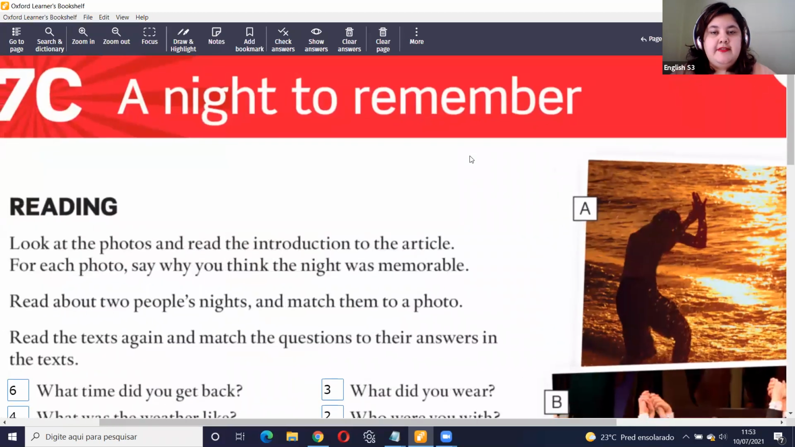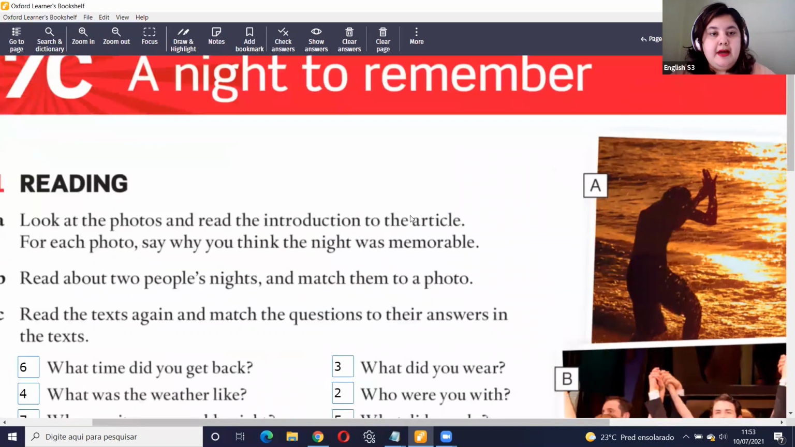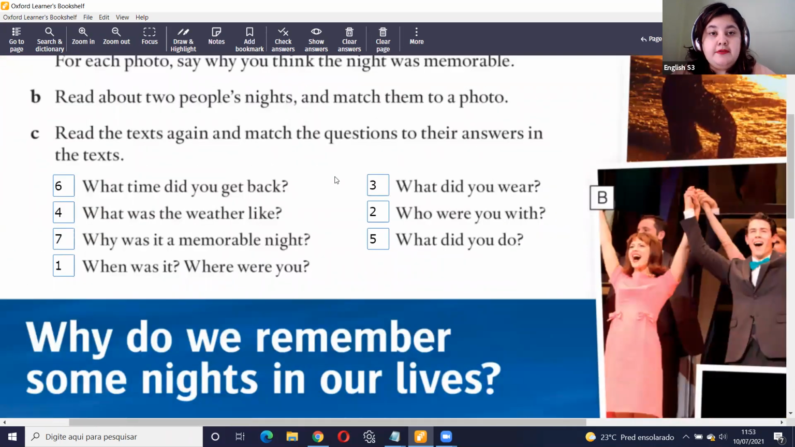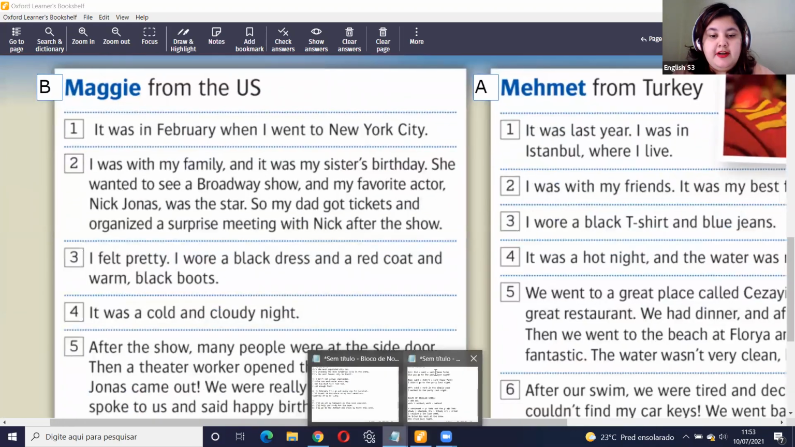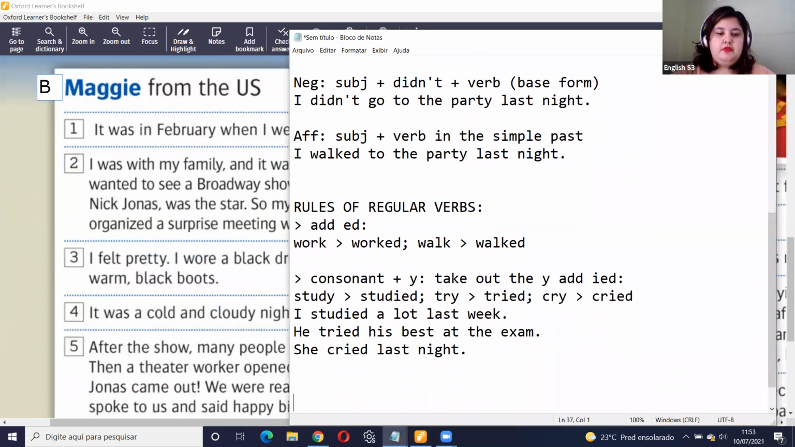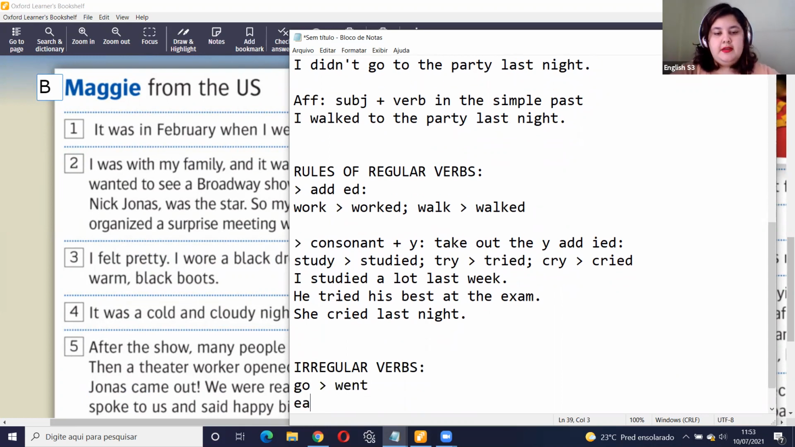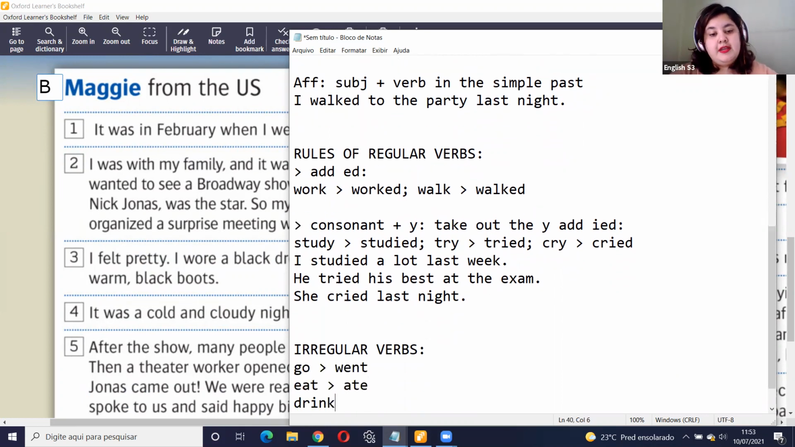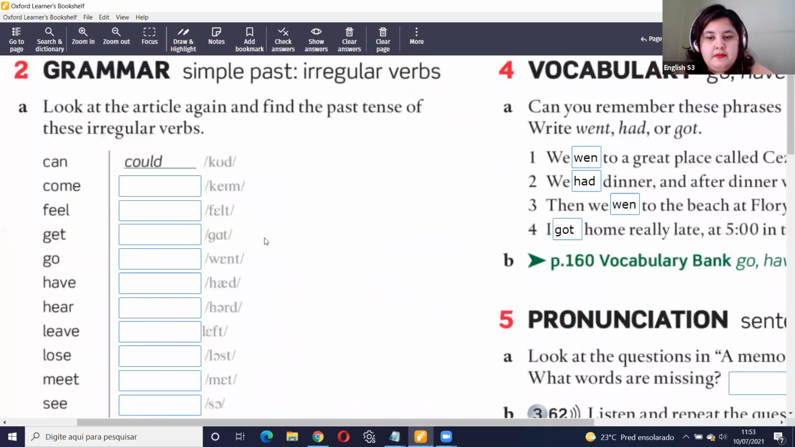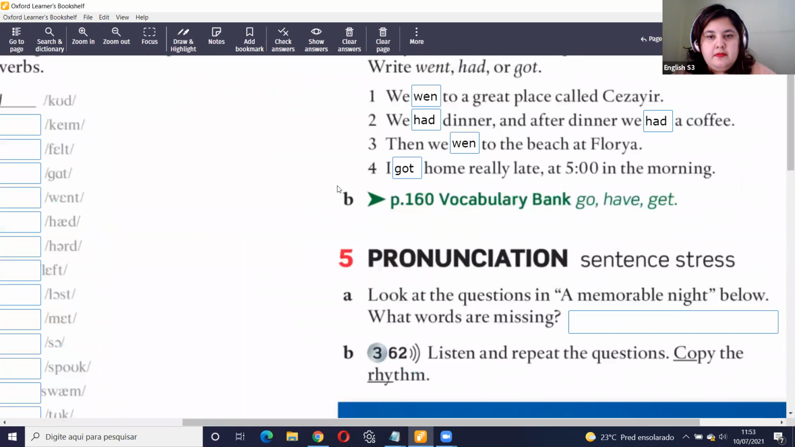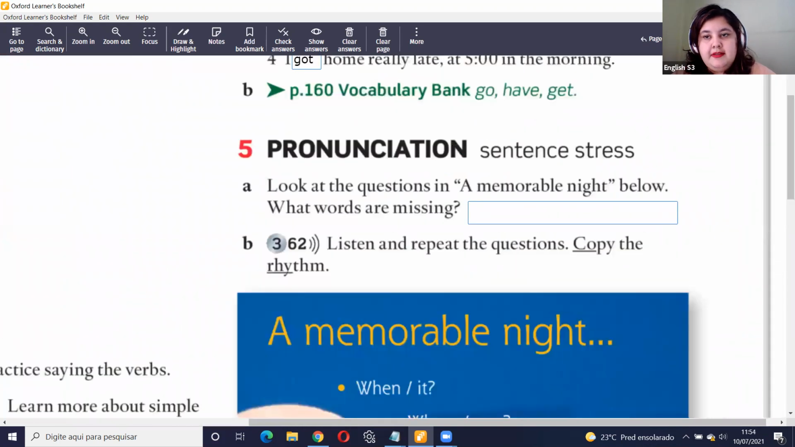In the next unit, 7C, we have a night to remember. Now, this unit is about the simple past as well, but we make a review of the verbs that are irregular. For instance, irregular verbs, they have no rules. Let's see some examples. Go, went, eat, ate, drink, drank. Basically it.